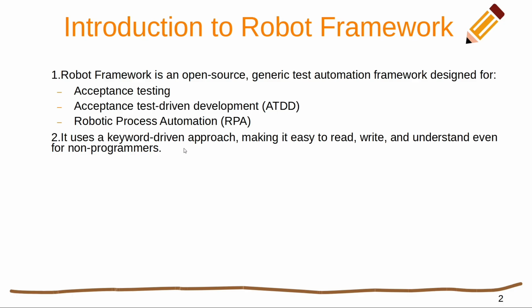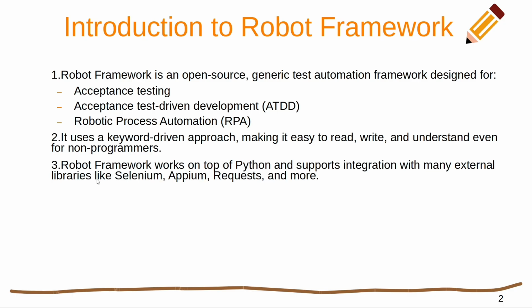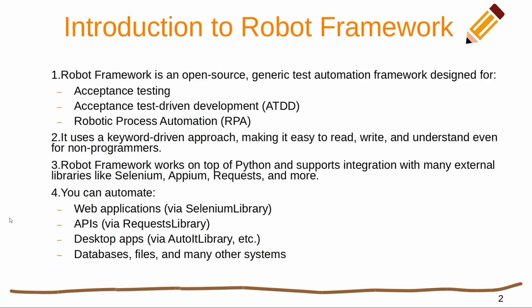The next feature or characteristic, we can say, Robot Framework works on top of Python and supports integration with many external libraries like Selenium, Appium, Requests module, and many more. Then we can automate using Robot Framework: web applications via Selenium library, APIs via Requests library, desktop apps via AutoIt library, database files and many other applications.